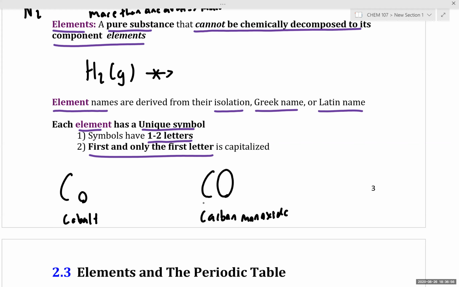Does this make sense to everyone so far? Is everyone comfortable with this idea so far?